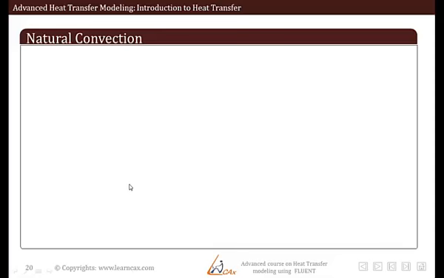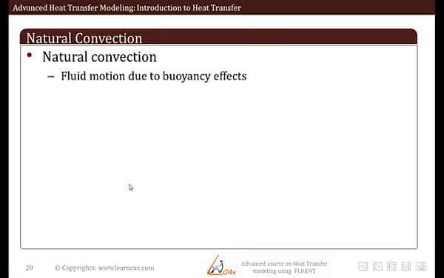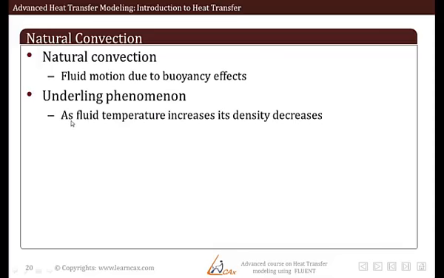Let us discuss the natural convection phenomenon in detail. Natural convection means the fluid motion is due to buoyancy effects and the heat transfer is due to fluid motion, but the fluid motion is only due to the buoyancy effects, that is density gradients, because of heating of the fluid. The underlying phenomenon is basically that as the fluid temperature increases, its density decreases. So if the fluid is in contact with some hot surface or hot region, its temperature goes on increasing and its density goes on decreasing.